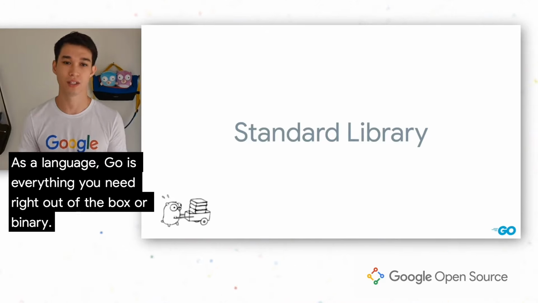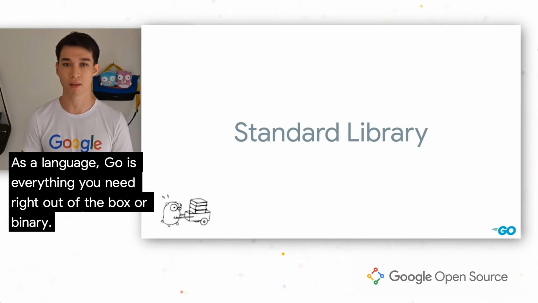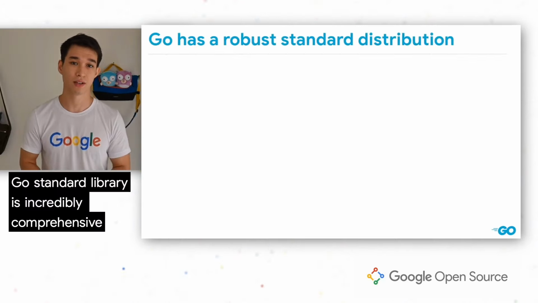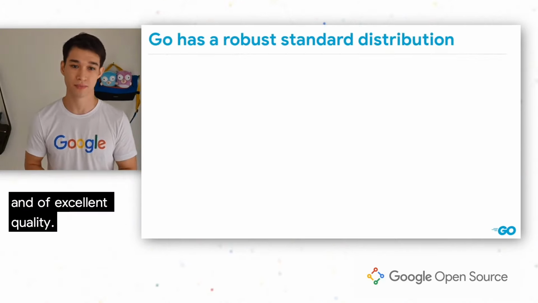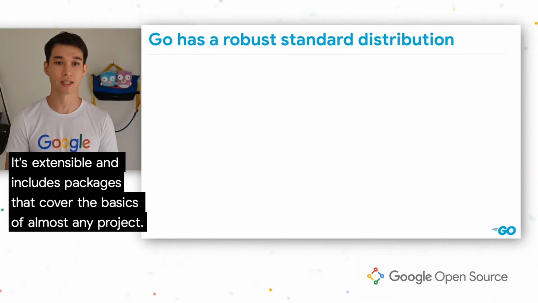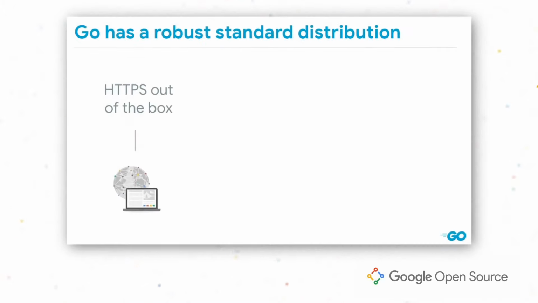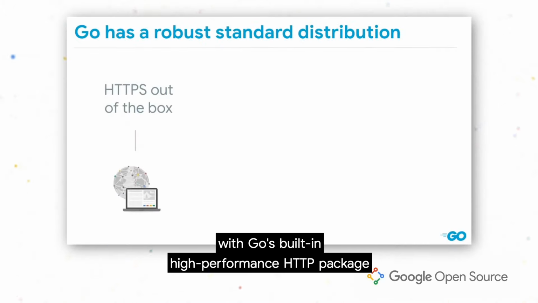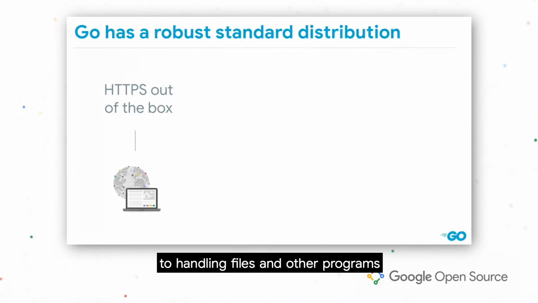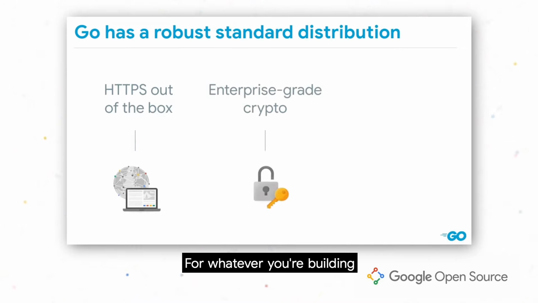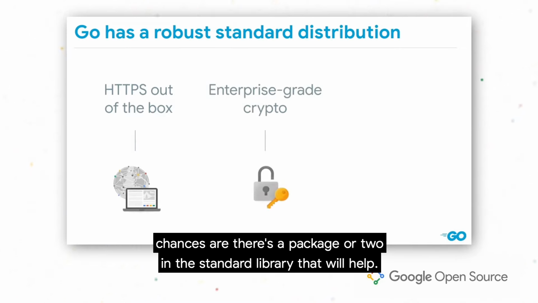As a language, Go is everything you need, right out of the box or binary. And that starts with its robust standard library. Go's standard library is incredibly comprehensive and of excellent quality. It's extensible and includes packages that cover the basics of almost any project. From building web servers with Go's built-in high-performance HTTP package, to handling files and other programs, to managing encryption with the crypto package. For whatever you're building, chances are there's a package or two in the standard library that will help.